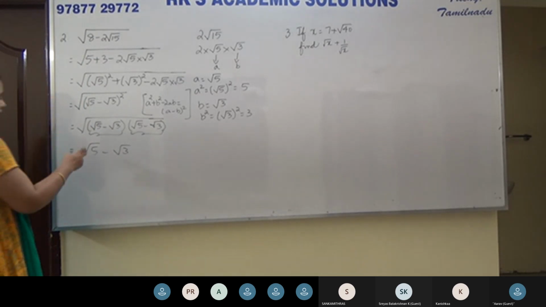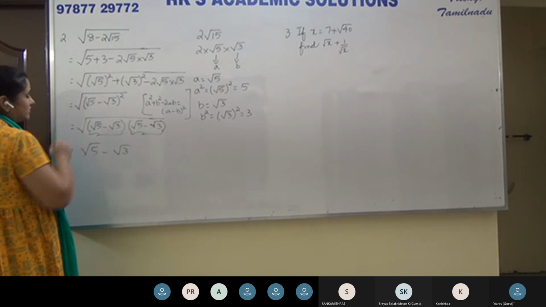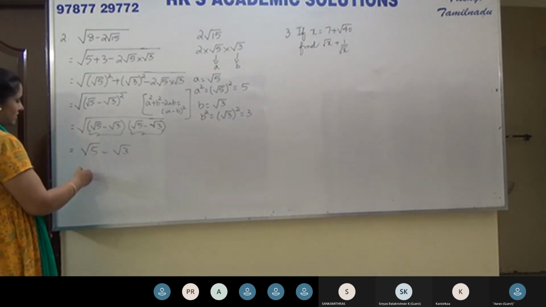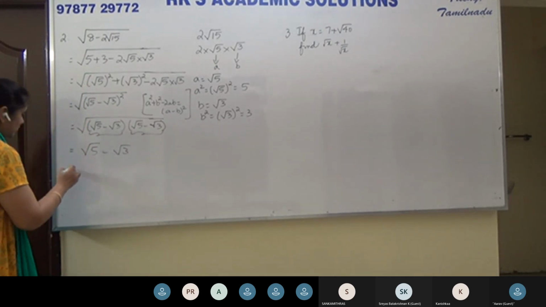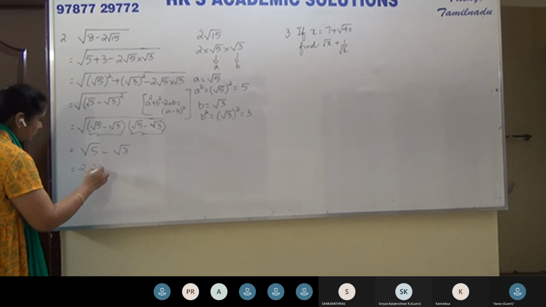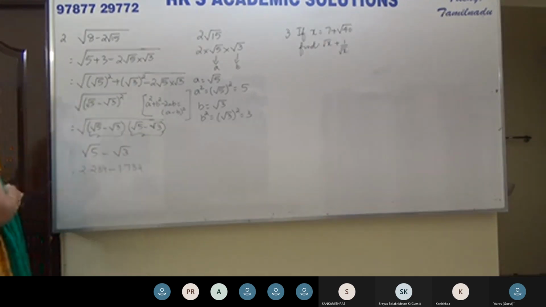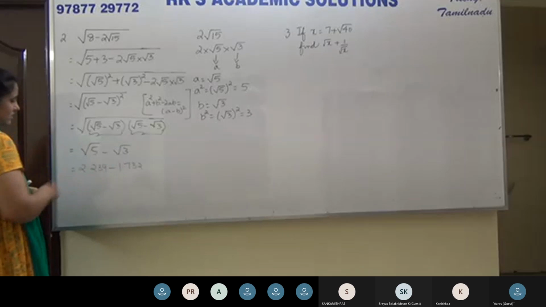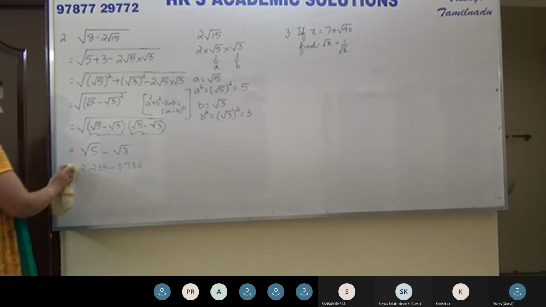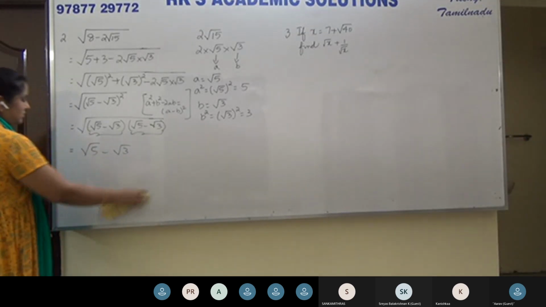So if we were given the values of root 5 and root 3, we just have to substitute at this point. If root 5 was given as 2.234 and root 3 as 1.732, then we need to substitute those values and subtract and give the final answer. Now we stop here.